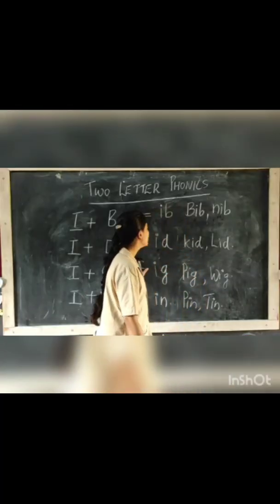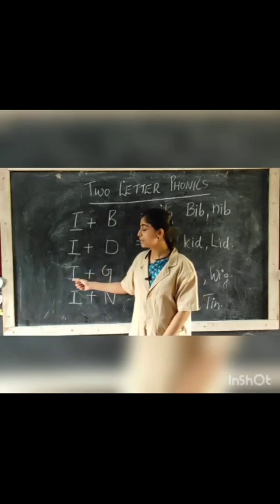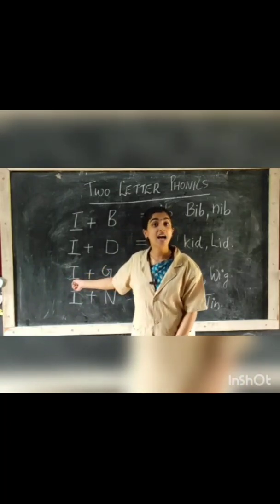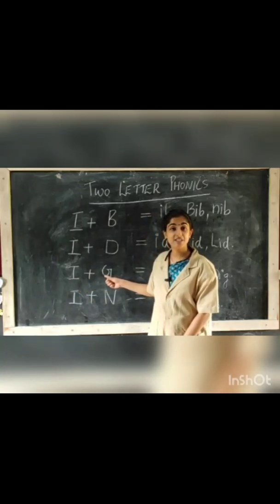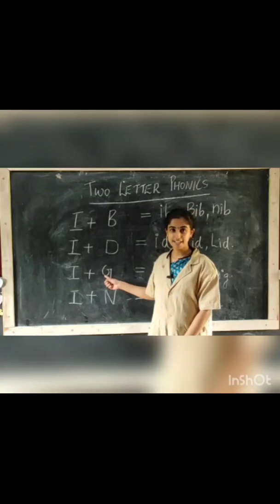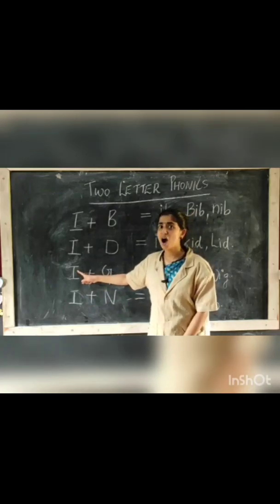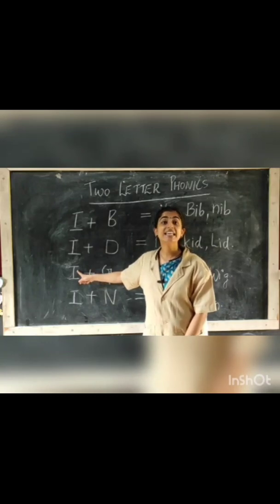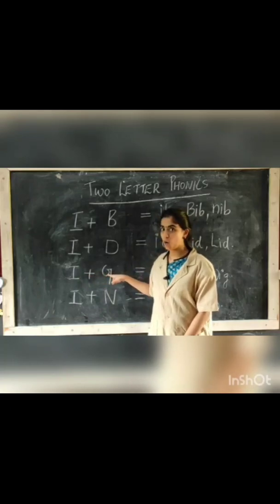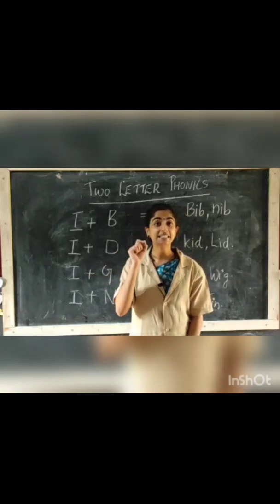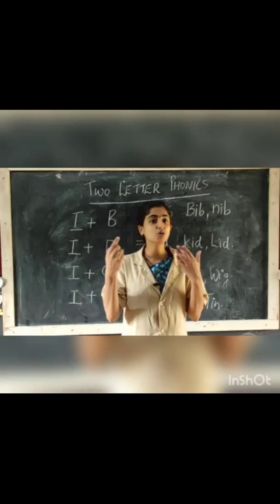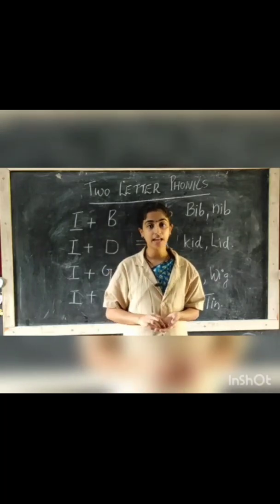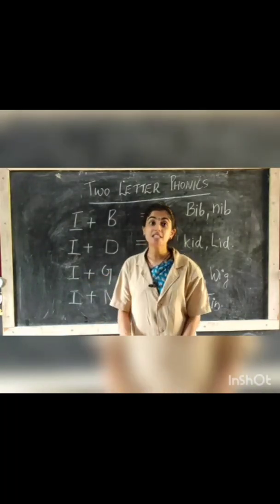Okay, now moving on to the other letters. What is the first sound? The first sound is I. What is the next letter? The next letter is G. Now what is I sound? I sound I. Now what is G sound? G sound G. How to say the sound? G. Okay. Now what happens when we use it together?